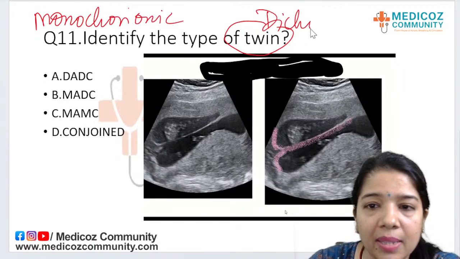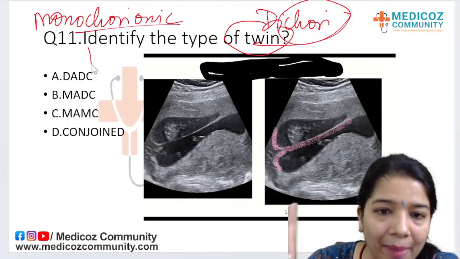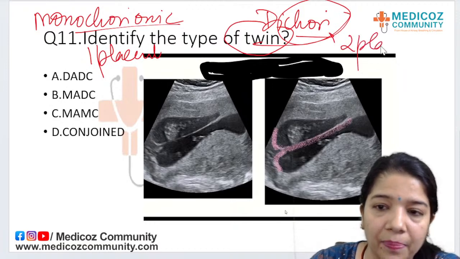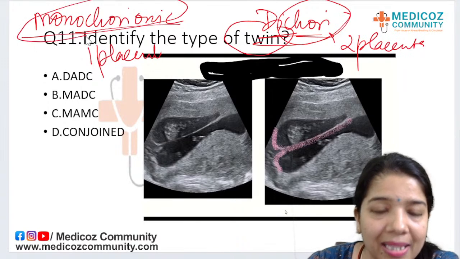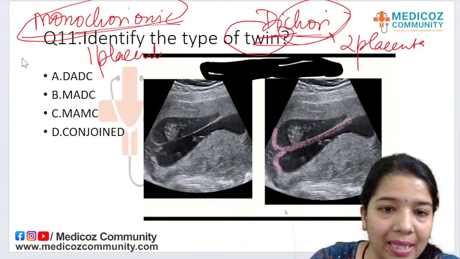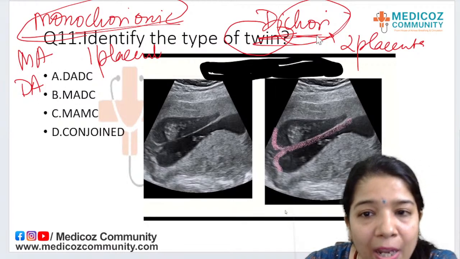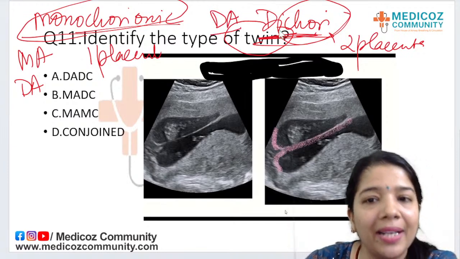See, chorionicity means placenta. Monochorionic means one placenta will be there, and dichorionic means two placentas will be there. Simple. Now in monochorionic, when there is one placenta, there can be either two amniotic sacs or one amniotic sac, so monoamniotic or diamniotic. In dichorionic, always there will be two amniotic sacs, so it will be diamniotic dichorionic always.